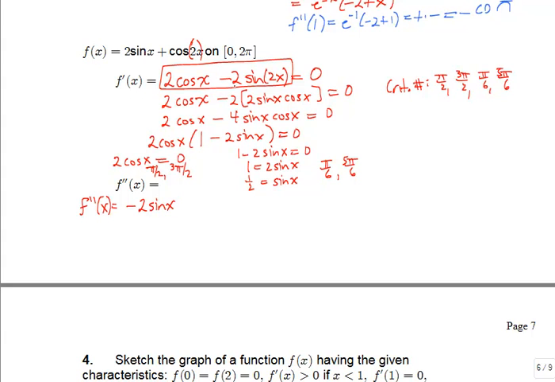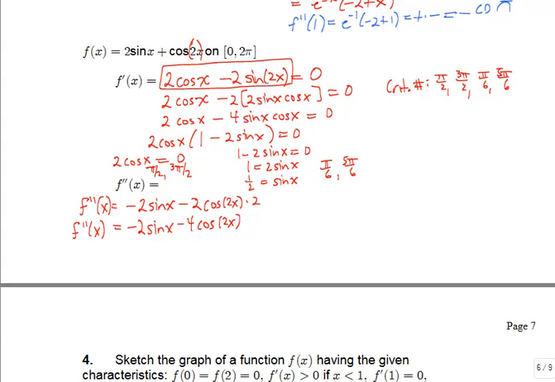And then the derivative of minus 2 sine x, the minus 2 will stay there. The derivative of sine 2x is cosine 2x times the derivative of the 2x, which is a 2. So simplified, this second derivative becomes minus 2 sine x minus 4 cosine 2x. Okay, so now we are ready to do our plugging in.